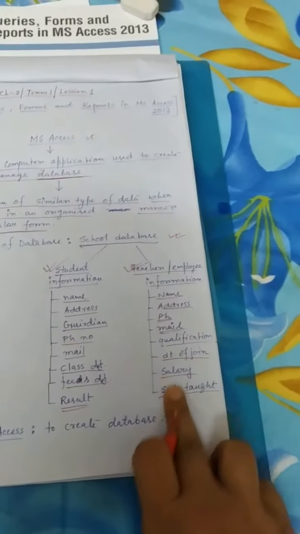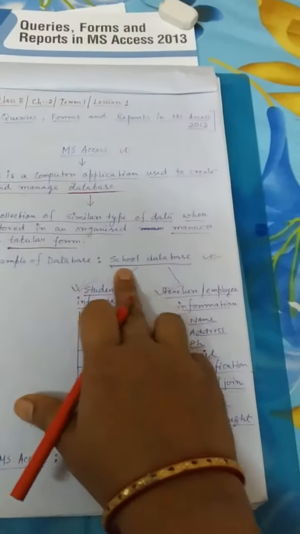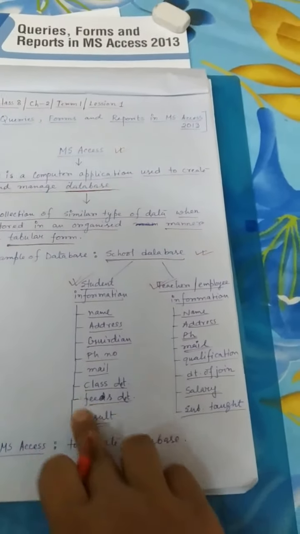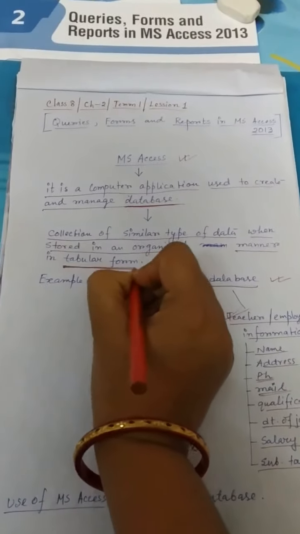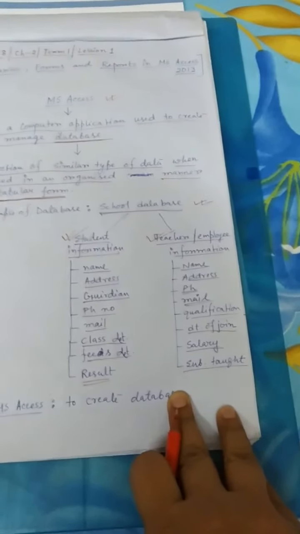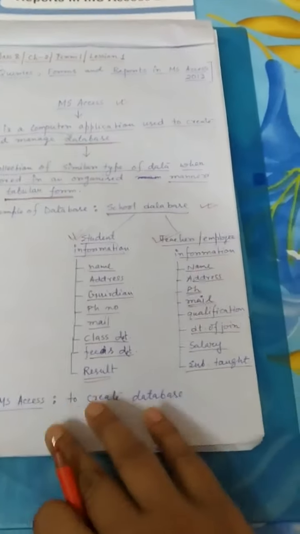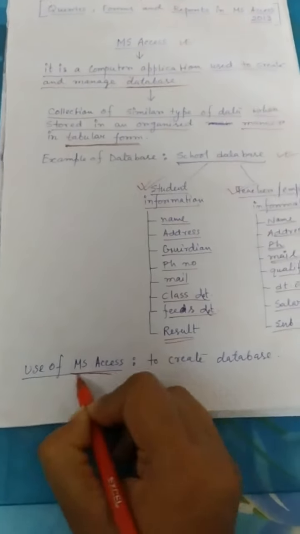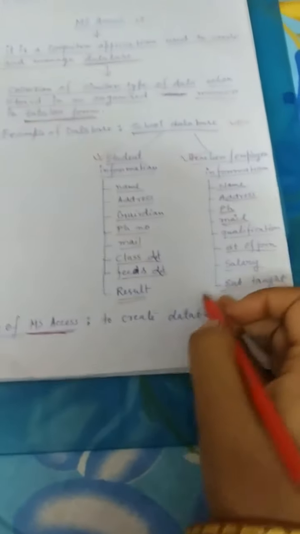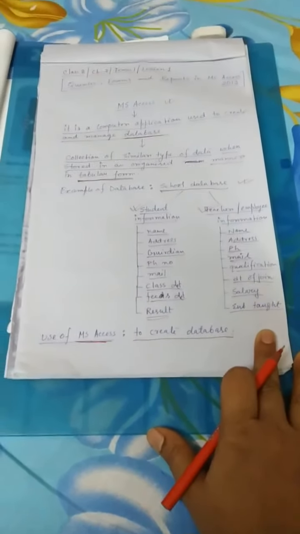So this total thing is called a school database, and this information is stored in a tabular form. This is called the database. We use MS Access to create this type of database.